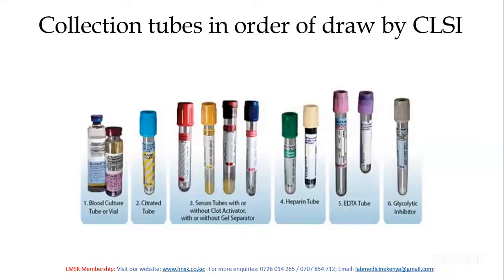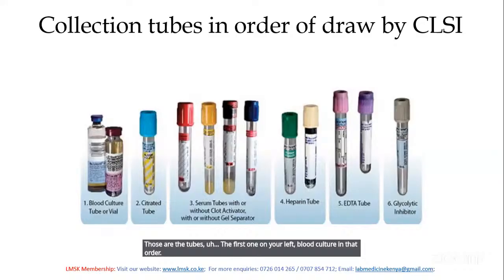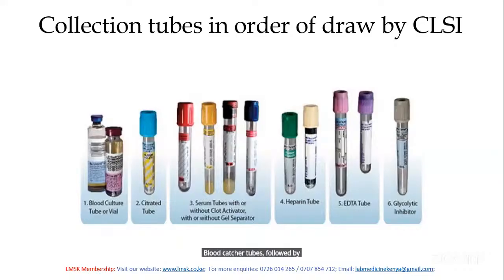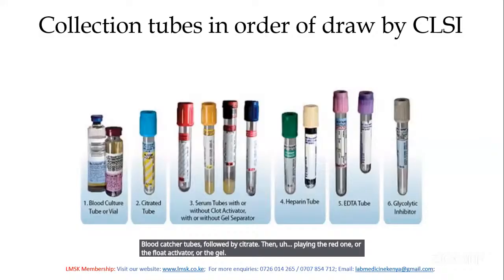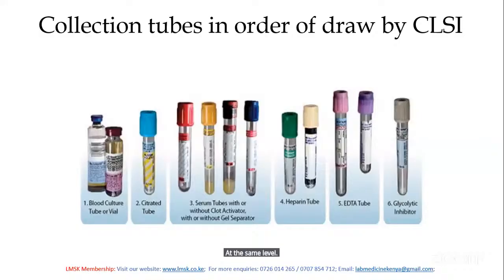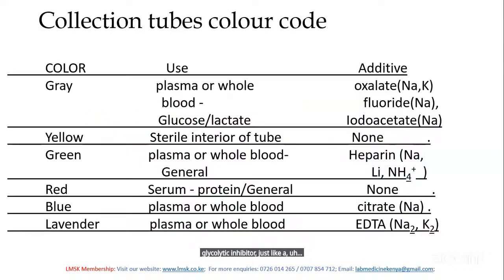And those are the tubes. The first one on your left, blood culture, in that order. Blood culture tubes followed by citrate. Then plain, the red one, or the clot activator, or the gel at the same level. Then heparin tube, EDTA, glycolytic inhibitor, just like I've described earlier.